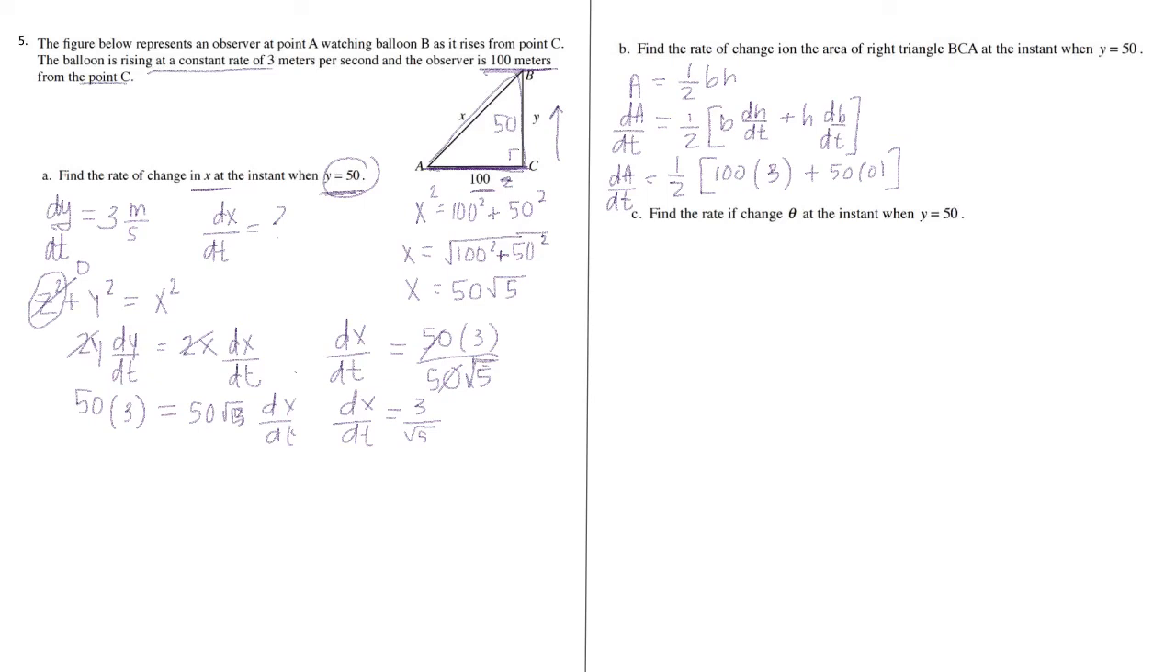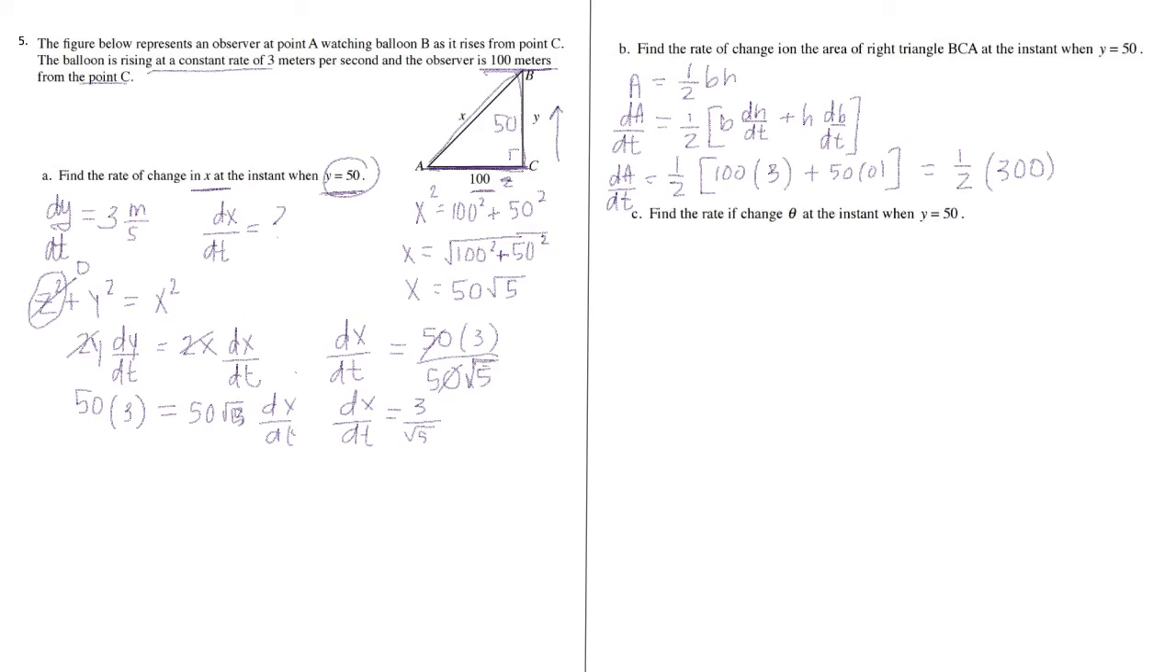So let's see, what is all that going to give us? We end up with 1/2 times 100 times 3, or 1/2 times 300. And you can leave it like that or write 150. Okay, so there's the dA/dt. Now we need the rate of change of the angle, the instant. Oh, gracious, this is the never-ending problem.